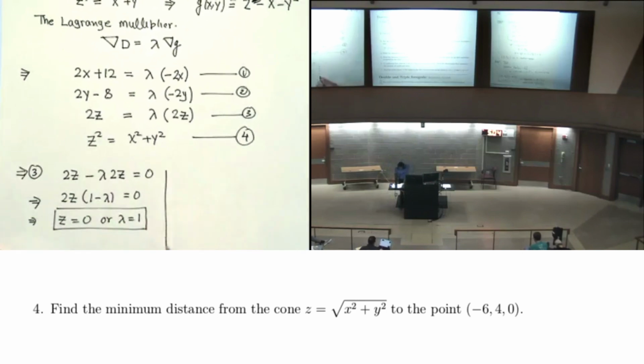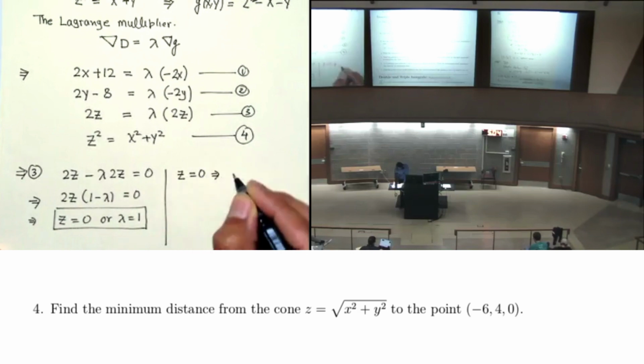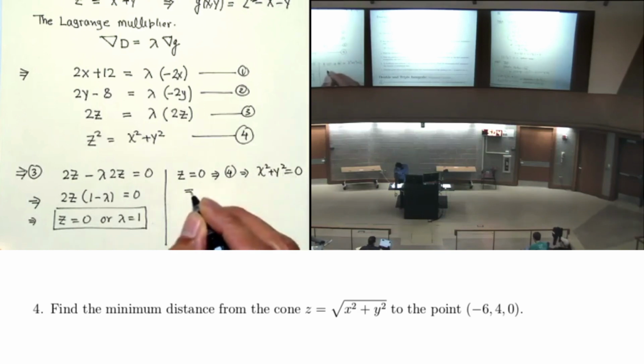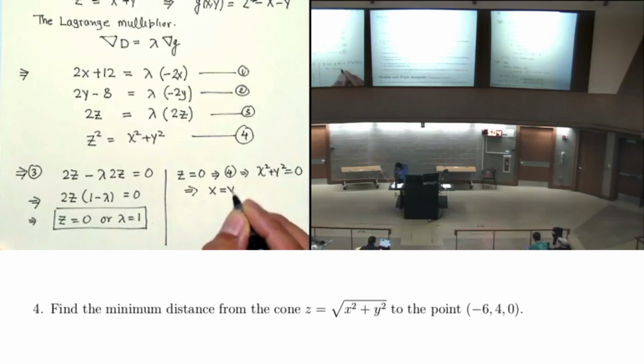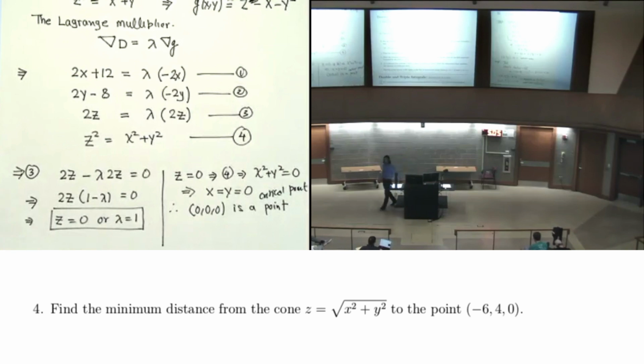If my z is 0, what does that mean? Equation number 4 implies x square plus y square is also 0. The sum of squares of two numbers is 0, which means x is equal to y is equal to 0. Therefore, (0, 0, 0) is a critical point. This is a critical point which will be considered.